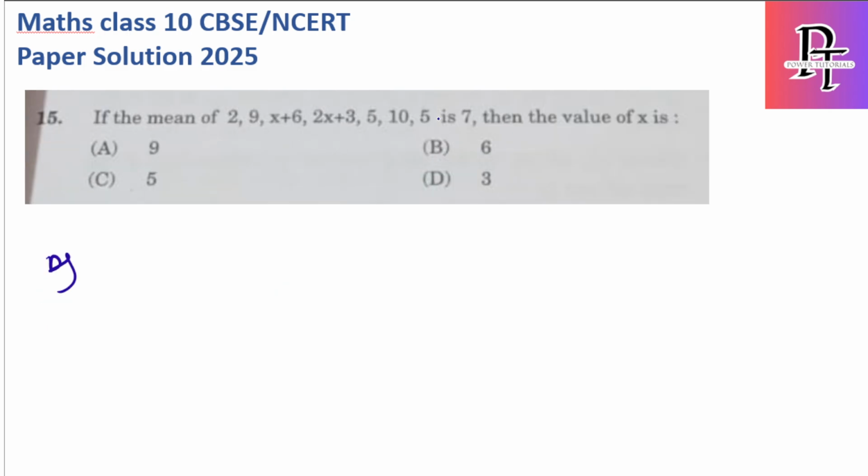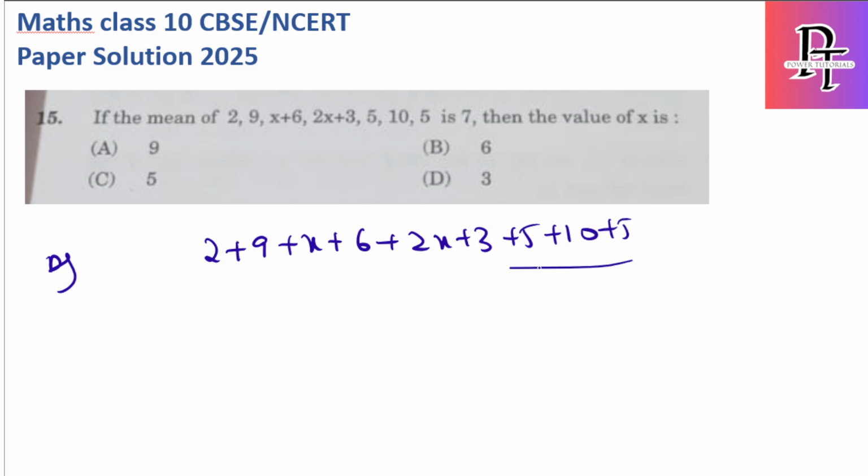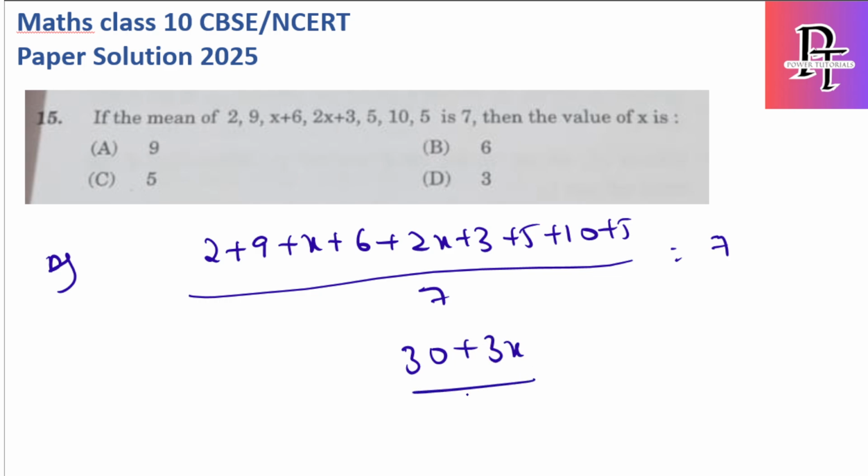15th. The mean of these values is 7. What is the value of x? So for the mean we have to just add all the values. 2 plus 9 plus x plus 6 plus 2x plus 3 plus 5 plus 10 plus 5, divided by the total count. How many? 1, 2, 3, 4, 5, 6, 7. 7 is equal to 7. So it is 2 plus 9 is 11, 11 plus 6 is 17, 17 plus 3 is 20, 20 plus 20 is 30. So 30 plus 3x by 7 is equal to 7. So 30 plus 3x becomes 49.